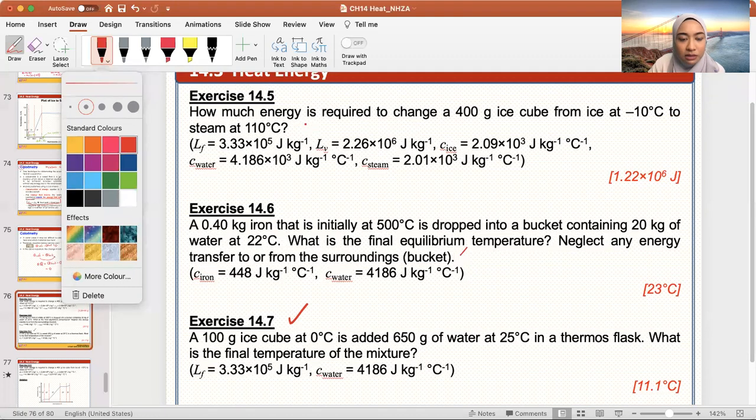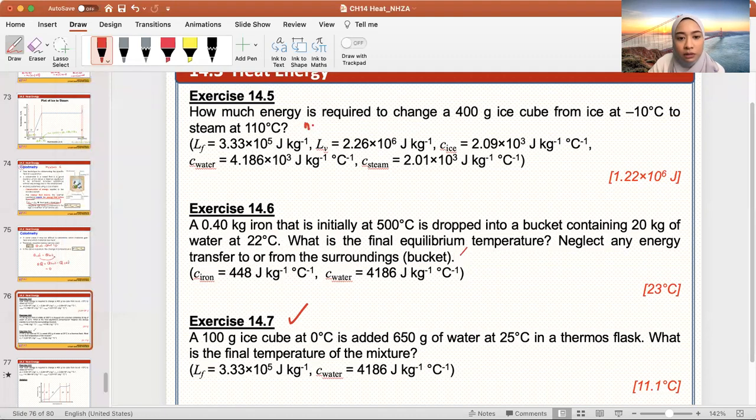So this guy, it did not say there is no transfer. Dia tak cakap there's no transfer to the environment, there's no heat transfer, or there's no energy transfer to the environment. It's not in an isolated system, so I am going to assume this is not isolated. Assumption, not isolated. Okay, tapi tengok-tengok Tanta solution dia pakai calorimetry kan. Selalu macam tu. But based on this question, apa yang kita faham, how much energy is required to change a 400 gram ice cube from ice at -10 to steam at 110.